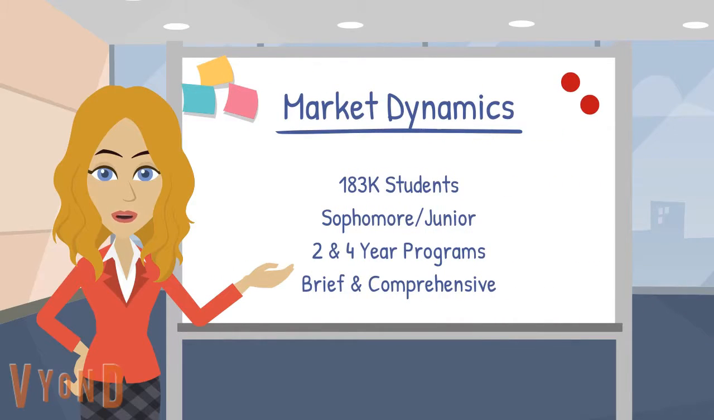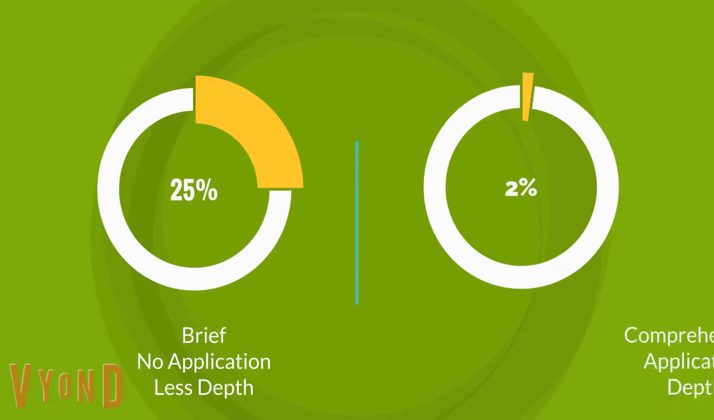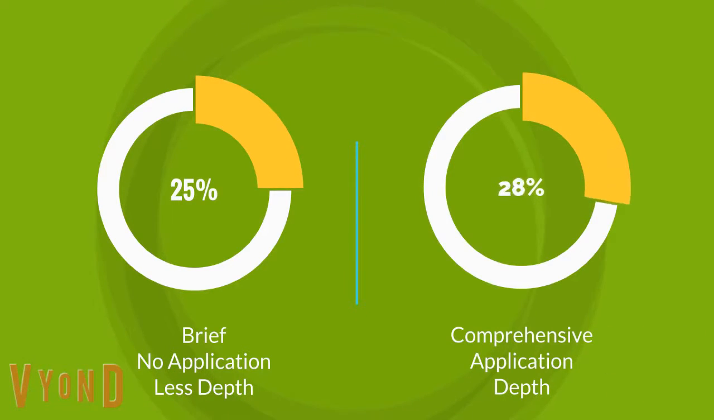The social psychology market consists of about 183,000 undergraduate students. You'll see this class on every college campus that you call on. About 25% of the market uses a brief book, and the remaining 75% uses a more comprehensive text. Brief texts are abbreviated in length and don't get into much detail surrounding each theory. They also don't contain much application.